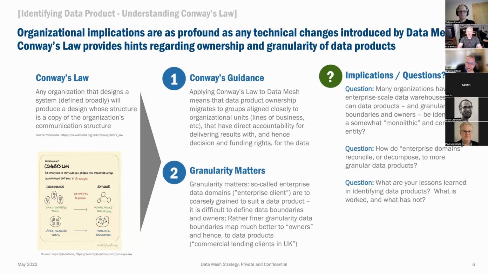Conway's law is rather important, and I know a few others have mentioned it. I think Zhamak has even mentioned it during some of her presentations. Conway's law says that any organization that designs systems, which obviously includes data, is going to produce systems that look very similar to the organization's communication structure, or their org chart. Why is that? Mostly because that is the way that decision-making flows. That is the way that organizational accountability flows. And arguably, most importantly, that's the way funding flows.